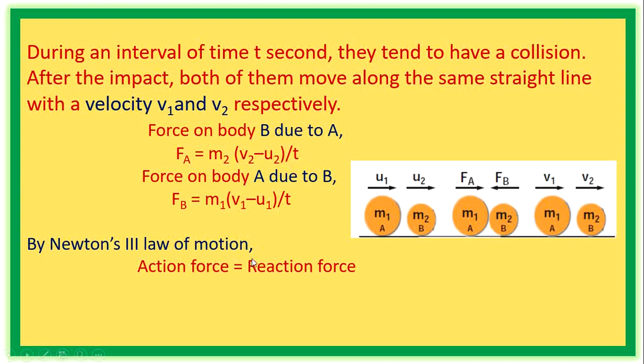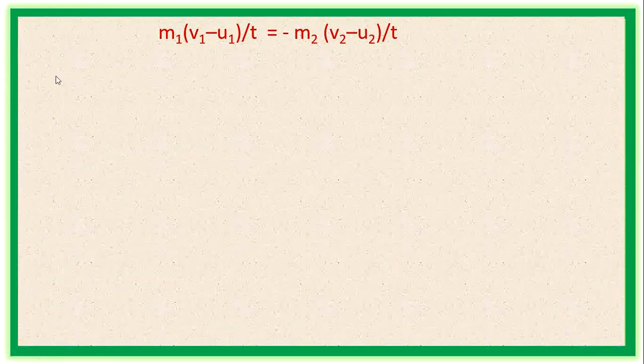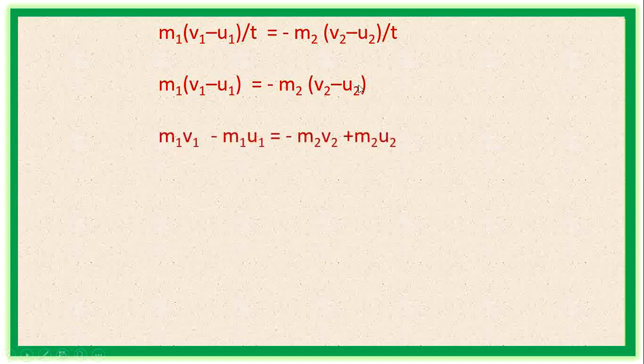Now, here we have to use Newton's third law, action force is equal to reaction force, that is Fb is equal to minus Fa. Now, what is Fb? m1 (v1 minus u1) by t is equal to minus m2 (v2 minus u2) by t. Now, in this derivation t and t get cancelled. So, m1 (v1 minus u1) is equal to minus m2 (v2 minus u2).